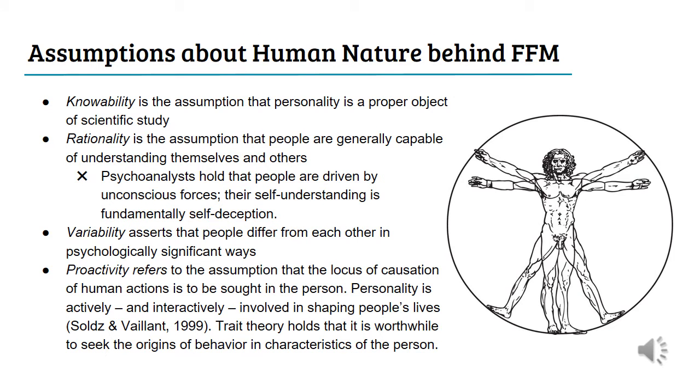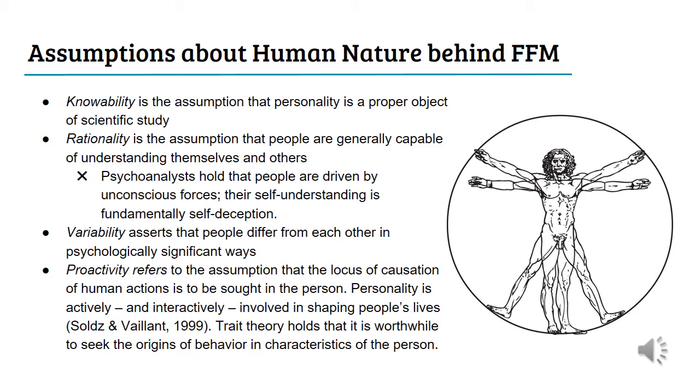The FFM explicitly acknowledges 4 assumptions about human nature: its knowability, rationality, variability, and proactivity. Knowability refers to the assumption that personality is a proper object of scientific study. This stands in contrast to some humanistic and existential theories. Rationality is the assumption that people are generally capable of understanding themselves and others. In contrast, psychoanalysts hold that people are driven by unconscious forces and their self-understanding is fundamentally self-deception.